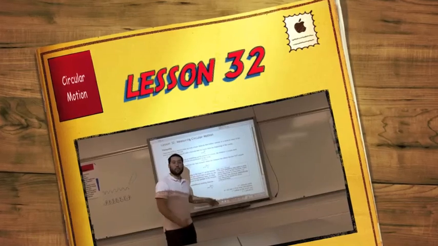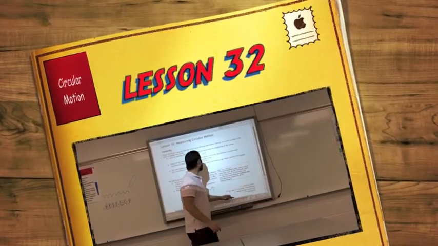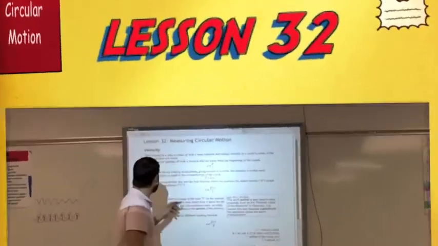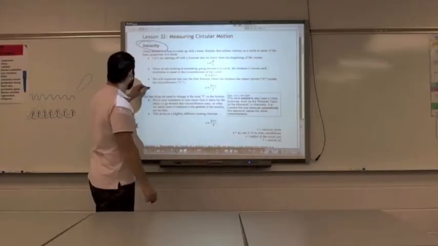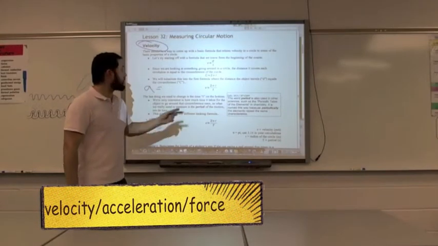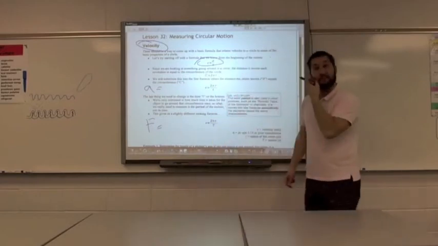All right, for lesson 32, we're going to look at the math behind circular motion. Now, we're going to focus first on the three main things that we've looked at before. So things like velocity, acceleration, and then force. Now, the first one, v is equal to d over t, is pretty straightforward, right?